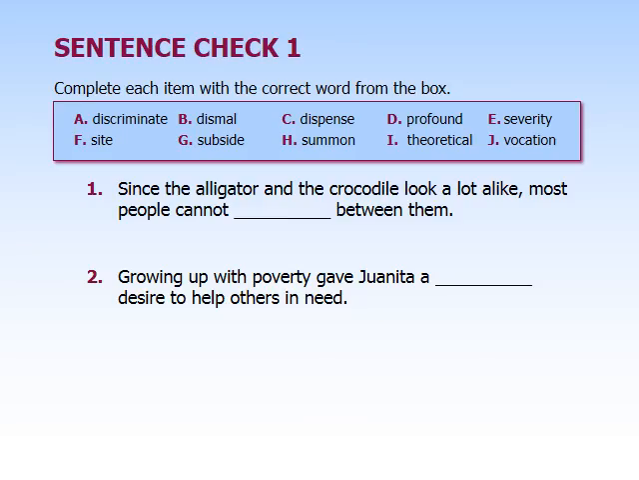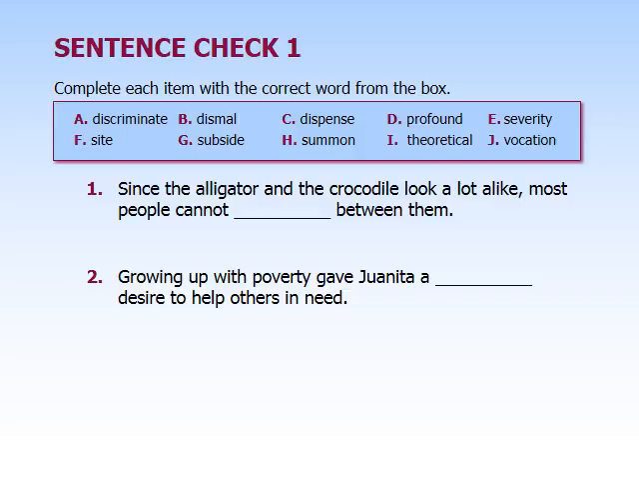Okay, so let's take a look at these on page 104. Since the alligator and the crocodile look a lot alike, most people cannot blank between them. Couple of clues here. One, we have the word between after the space, but if these things look a lot alike, it's going to be hard to do what?